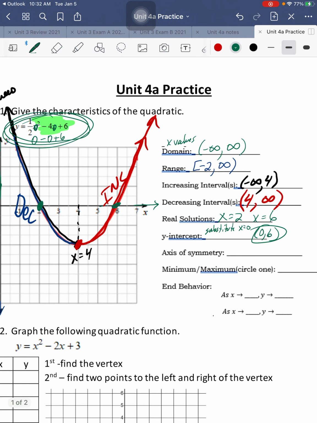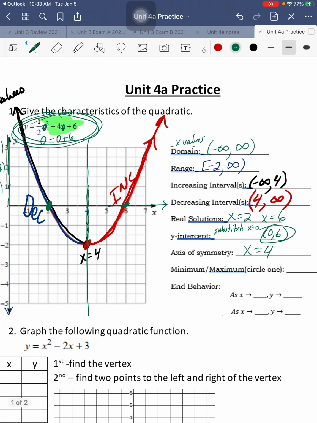Axis of symmetry, where can you split the graph? It's right at the x value of the vertex. You can split the graph right here at x equals 4. Minimum, is it a minimum or maximum point? Well, that's a minimum point. The vertex is the minimum. It's the lowest point of the graph.